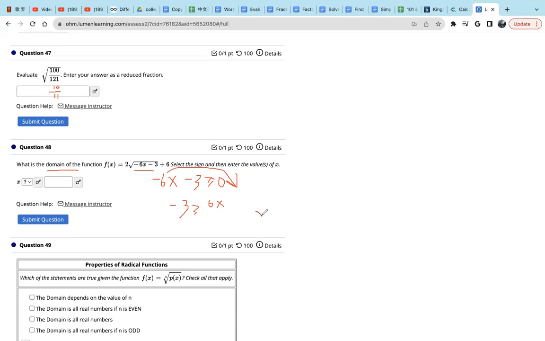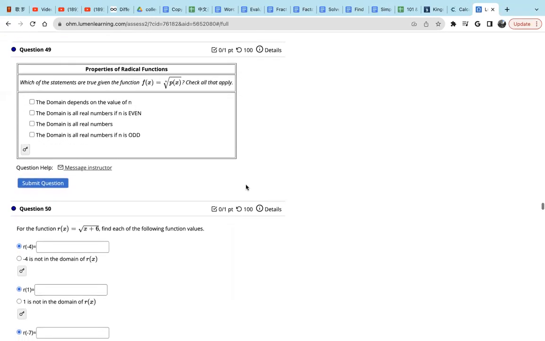We divide by 6, that's x less than or equal to, because if we read from negative 3, that's negative 3 greater than or equal to 6x. But if we read from 6x, that's 6x less than or equal to negative 3. So divided by 6, that's x less than or equal to negative half. So we use a sign less than or equal to, a number is negative half. Let's see, 49.